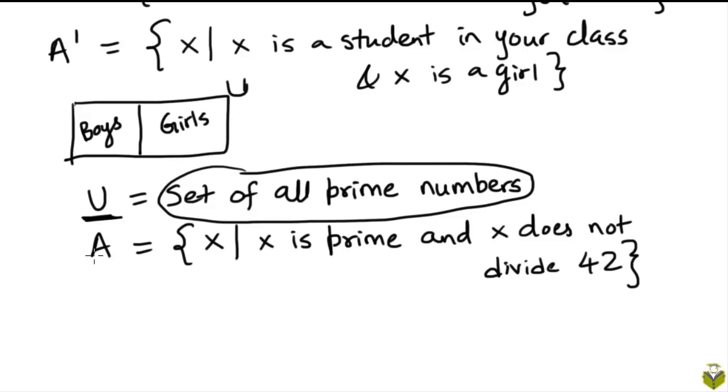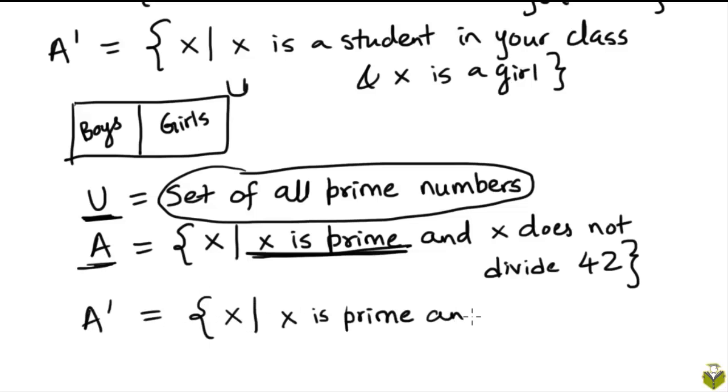And we're talking about a particular subset of the universal set, A, which consists of prime numbers that do not divide 42. So in fact we could have even omitted this because it's understood that we're only talking about prime numbers. So if A is the set of all prime numbers which do not divide 42, A complement would be the set of all prime numbers which do divide 42.